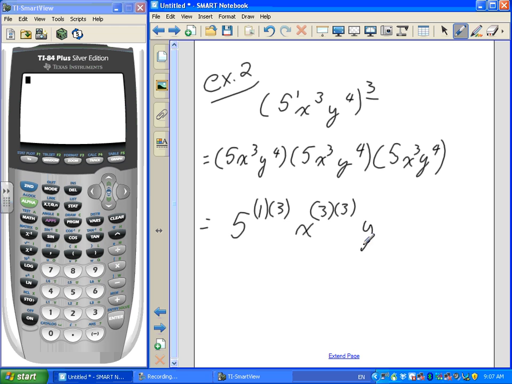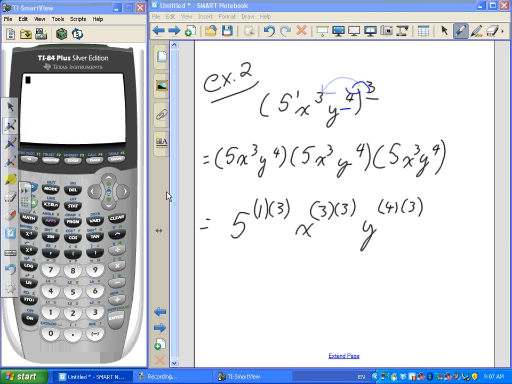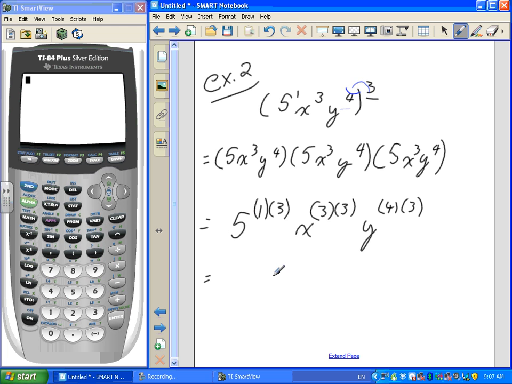And finally, y is to the power of 4, and we multiply it by the power of 3. This is like distributive. In other words, I had the power of 1, I multiplied 3 times 1. This one was the power of 3, I multiplied 3 times 3. And this is the power of 4, I multiplied 3 times 4. So our final, after we've evaluated the exponents, we'll have 5 to the power of 3, x to the power of 9, y to the power of 12.